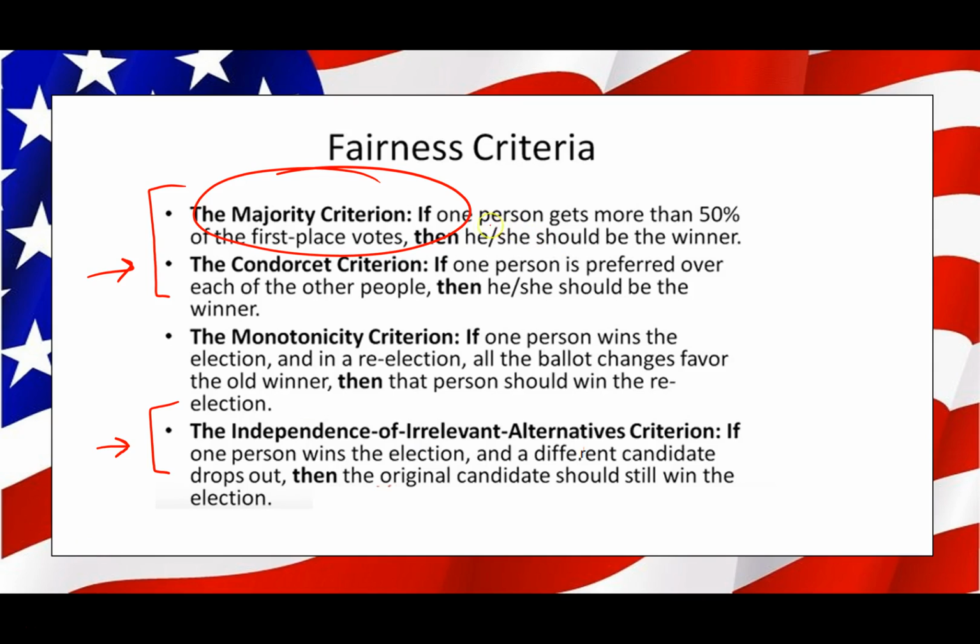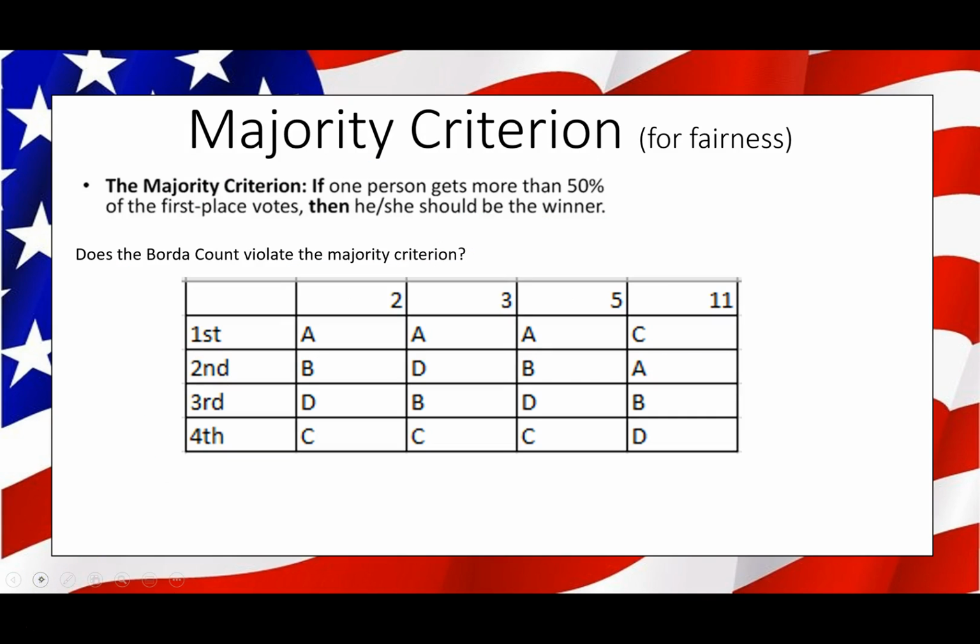Remember, that one says if one person gets more than 50% of the first place votes, then he/she should be the winner. Okay, the question here is, does the Borda count violate the majority criterion? Well, the first thing that we need to do, folks, is decide who has the majority, and does someone even have the majority? Well, to have the majority, you have to have more than 50% of the first place votes. And to figure out what 50% is, we have to calculate the total number of people who have voted.